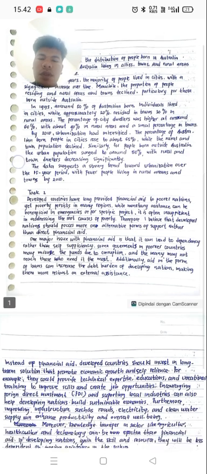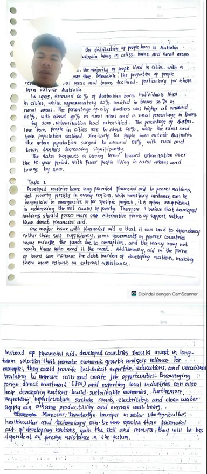Text 2. Developed countries have long provided financial aid to poor nations, yet poverty persists in many regions. While monetary assistance can be beneficial in emergencies or for a specific project, it is often insufficient in addressing the root cause of poverty. Therefore, I believe that developing nations should receive an alternative form of support rather than direct financial aid.